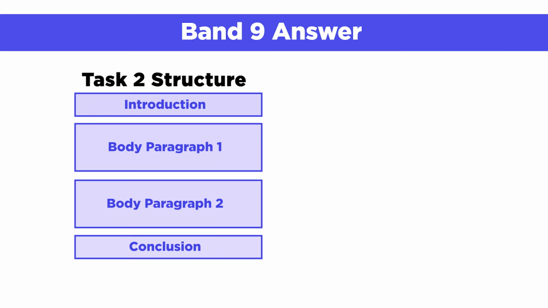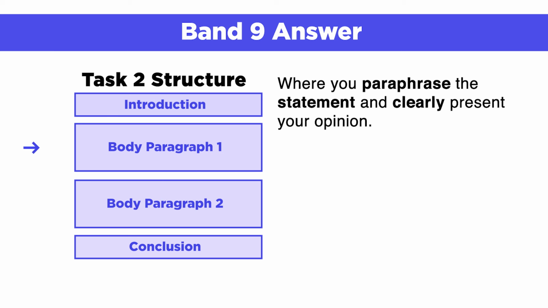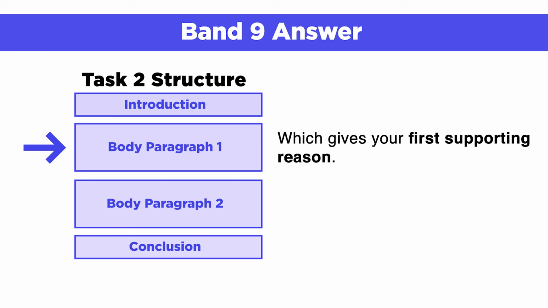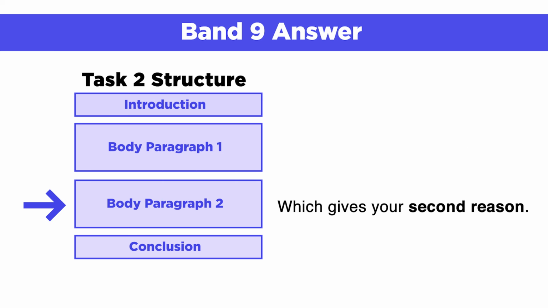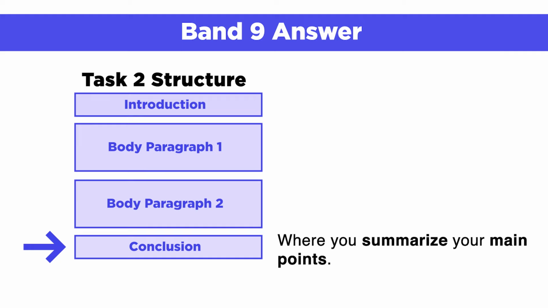Here's a Band 9 essay structure for this type of question. The first paragraph is your introduction, where you paraphrase a statement and clearly present your opinion. Then you'll write body paragraph 1, which gives your first supporting reason, followed by body paragraph 2, which gives your second reason. Lastly, you'll write a conclusion where you summarize your main points.